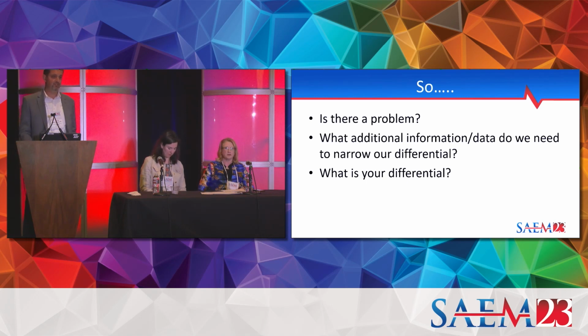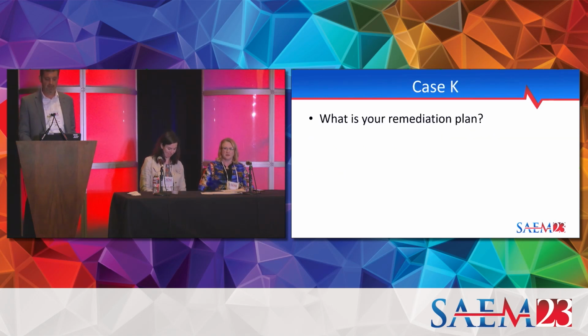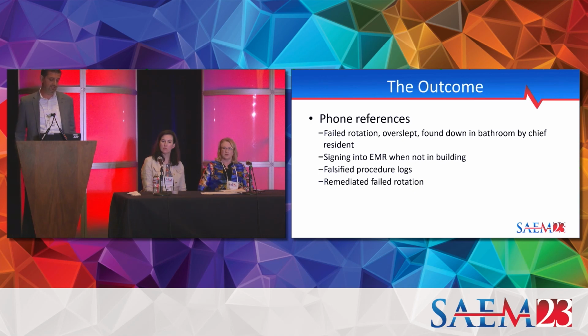You need more information. You need to pick up the phone before you do anything, before you decide on a remediation plan. You need to figure out what's going on. So my advice would be pick up the phone and call their references, call their program director, call their APDs, call the people who are not his references, and make sure that you're getting an accurate story.